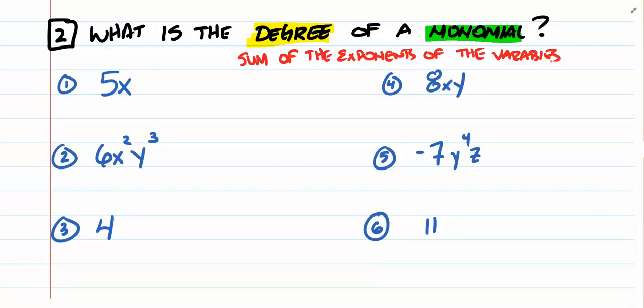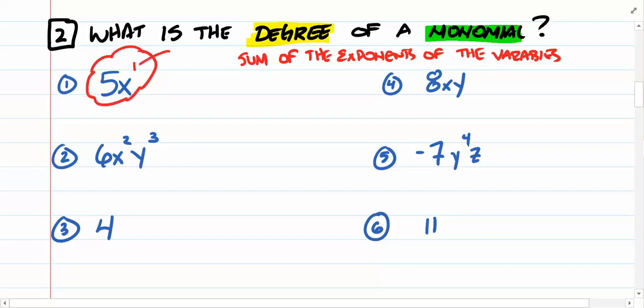So take a look. Here's number 1. I have 5x to the first power. So the degree of this entire monomial is a degree of 1. This is a monomial in example 2. It says 6x squared y to the third. X is a variable, y is a variable. I want the sum of the exponents of the variables. So the degree of this monomial is 2 plus 3, so a degree of 5.